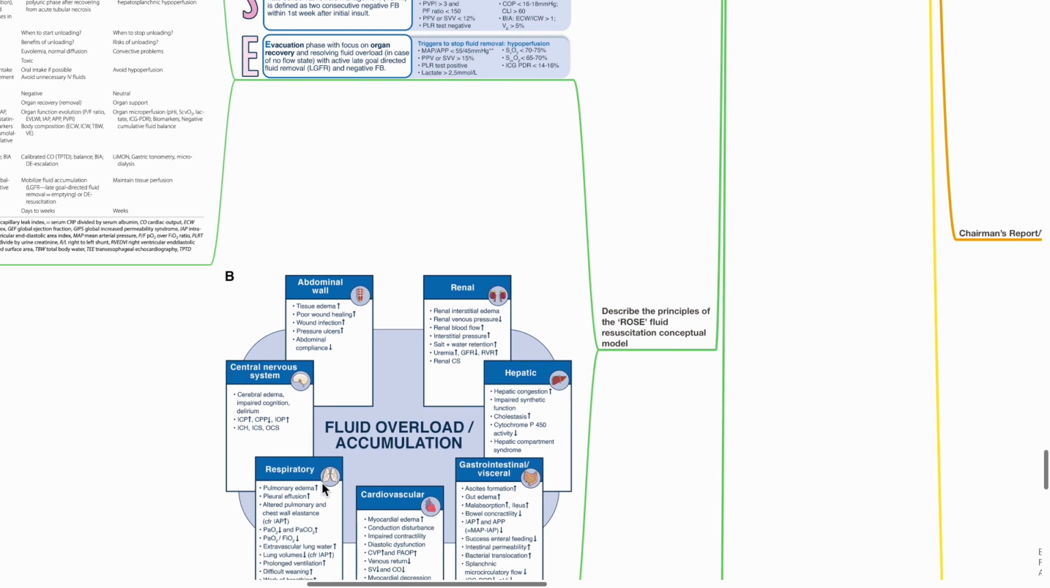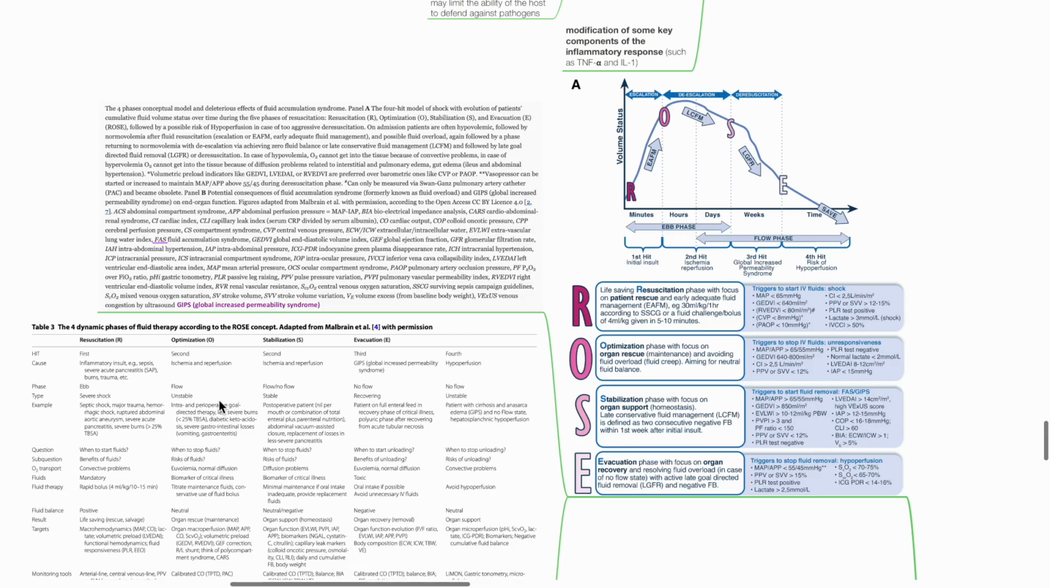Describe the principles of the ROSE fluid resuscitation conceptual model. The four dynamic phases of fluid therapy according to the ROSE concept are depicted here, where R stands for resuscitation, the life-saving resuscitation phase with focus on patient rescue and early adequate fluid management, for example 30 ml per kg over 1 hour according to the Surviving Sepsis guideline, or fluid challenge or bolus of 4 ml per kg given in 5 to 10 minutes. Trigger to start IV fluids is shock.